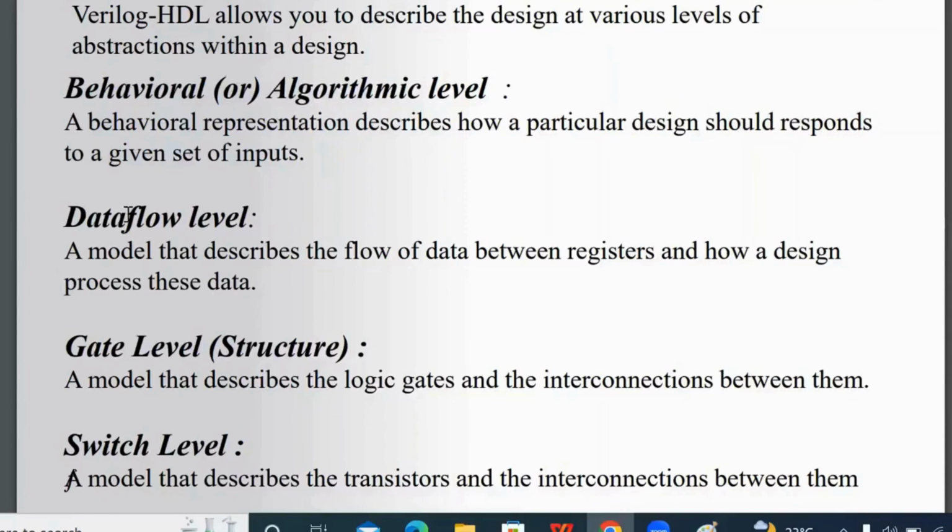And data flow modeling just describes the data flow between registers and how the data will be processed. Like just an expression, whatever the output expression is, you will implement that expression in the module. Next, gate level is the gates. By using the interconnection between gates, you will write the program. And switch level modeling.